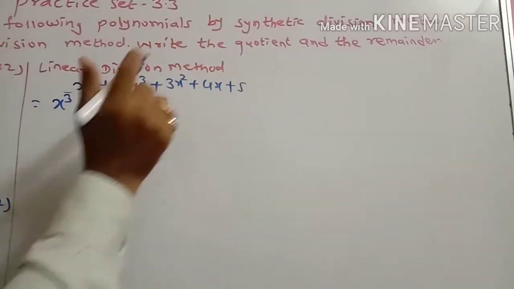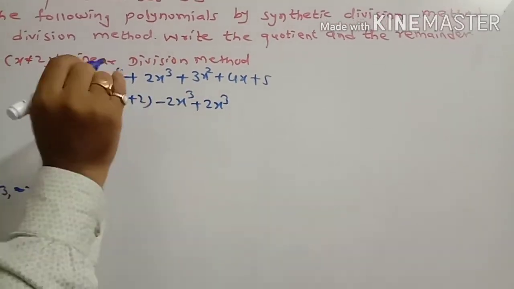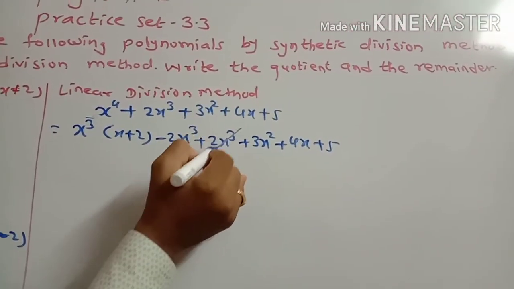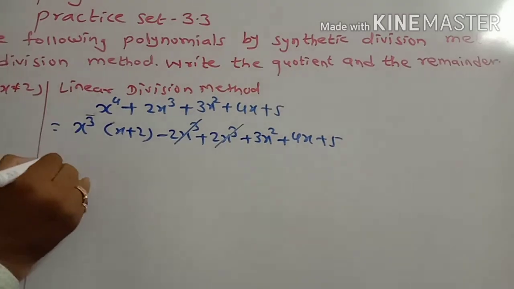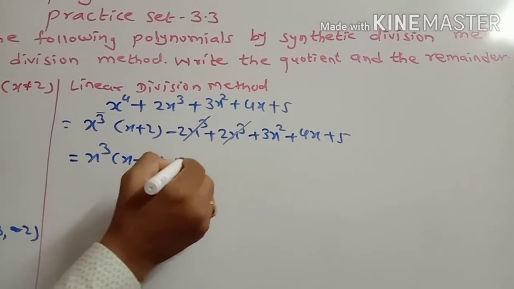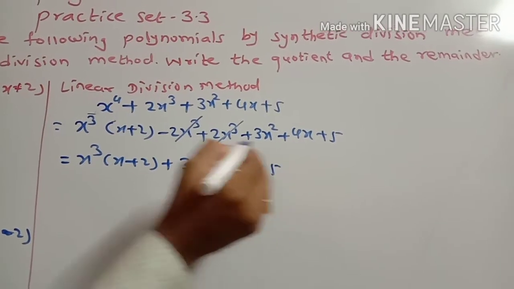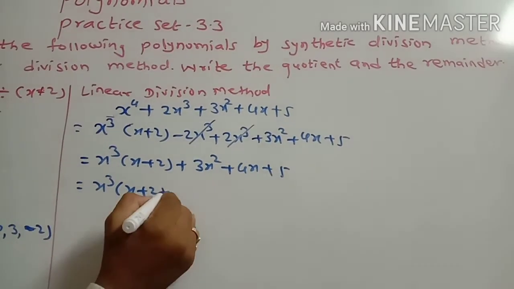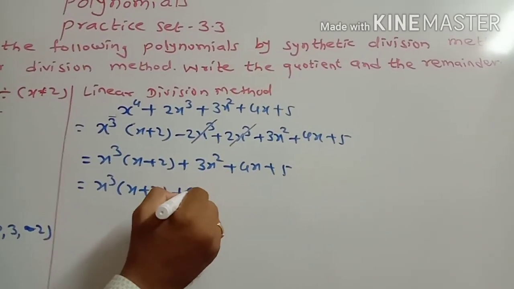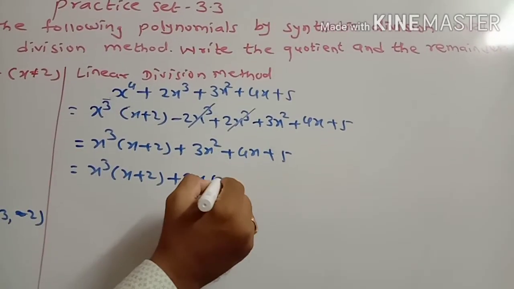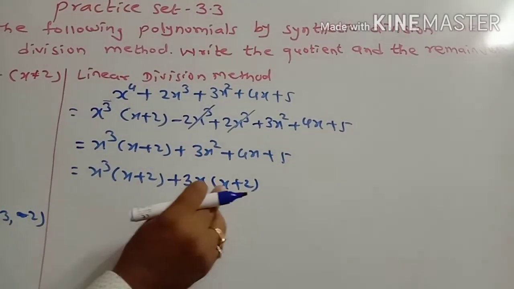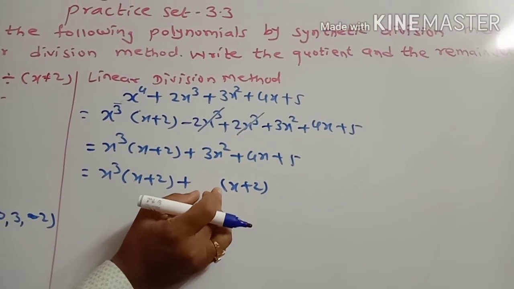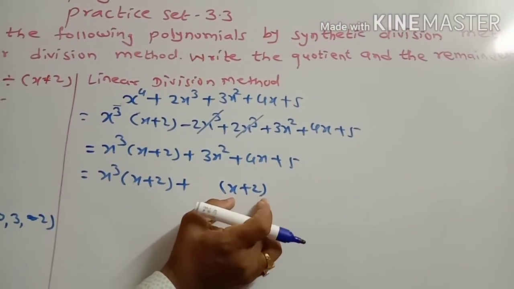Then write the remaining terms of the given dividend: plus 2x cube plus 3x square plus 4x plus 5. This plus 2x cube and minus 2x cube get cancelled. Then x cube into x plus 2 plus 3x square plus 4x plus 5. The first term as it is, x cube, plus x cube into bracket x plus 2, then plus 3x square. I write the divisor again in the bracket, like this, x cube into x plus 2, plus, after some distance, I write the divisor x plus 2.